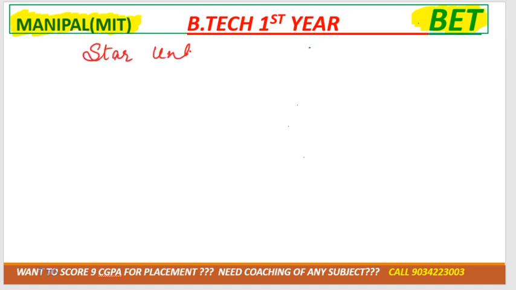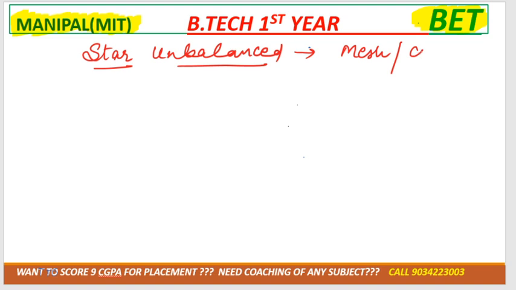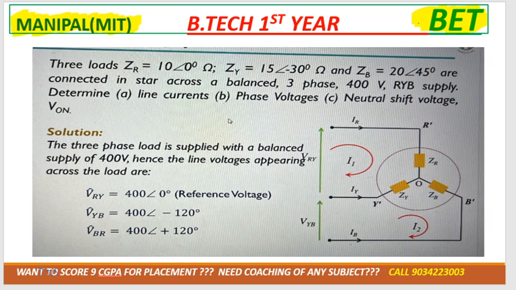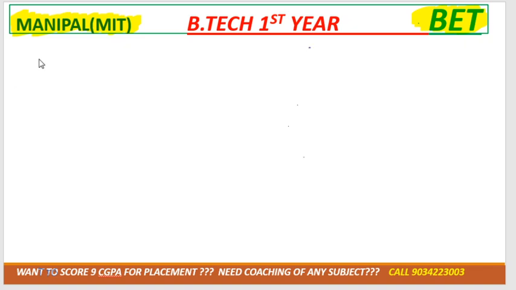Clear? Okay, now see, this is the question of star unbalanced. So always remember, or you can mark it, that in case of star unbalanced, we have to use mesh analysis, or we can use Cramer's rule. Okay, means that is different from these questions. See, they said ZR value, ZY value, and ZB value. So for that you need to draw the diagram. Maybe the diagram is given, maybe the diagram is not given. So draw a star connection.